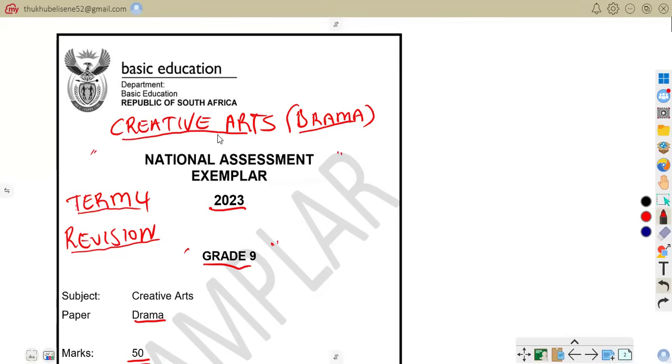I want us to look at creative arts drama. So that is term 4 revision, as you are preparing for the exams that you're going to write for the term 4 final examination. This paper was written in 2023, and that is grade 9. It's for grade 9s. As it says, this is our subject, creative arts, and the paper is drama.